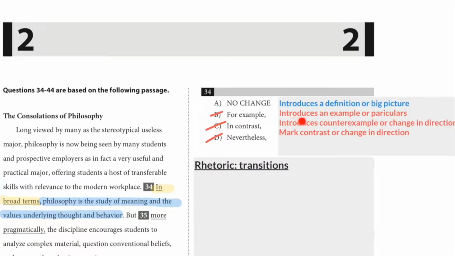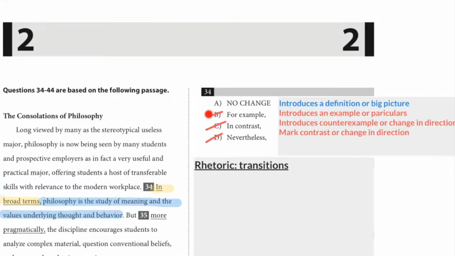For example, "for example" would introduce an example or a particular. "In contrast" would introduce a counterexample or a change in direction. And "nevertheless" would also mark contrast or change in direction. So really, you don't have those things. What you really have, highlighted in blue, is a definition. And so "in broad terms" can introduce a definition.